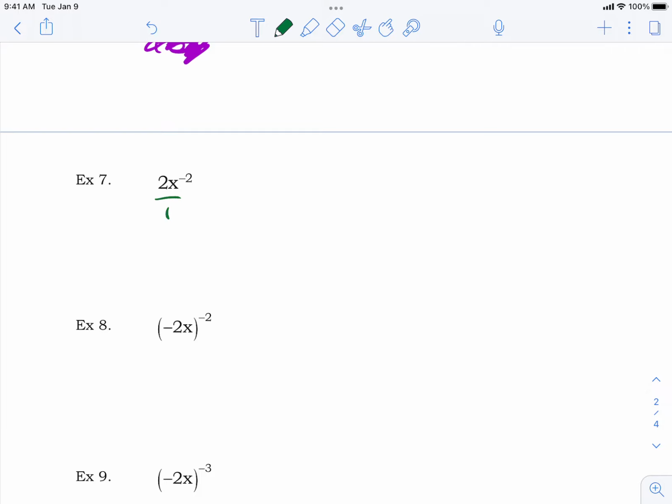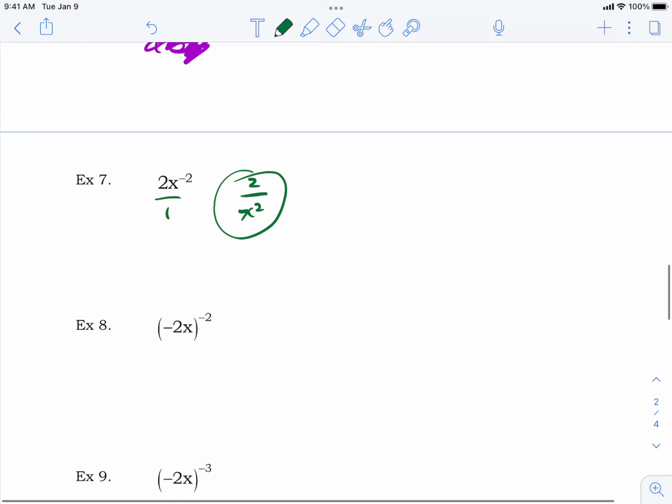So at the moment, you can think of this as over 1, but the x to the minus 2 is going to drop to the bottom like this. And again, the exponent is on x. It is not on the 2, right? It is just on the x. So the 2 stays where it is. The x squared ends up on the bottom.